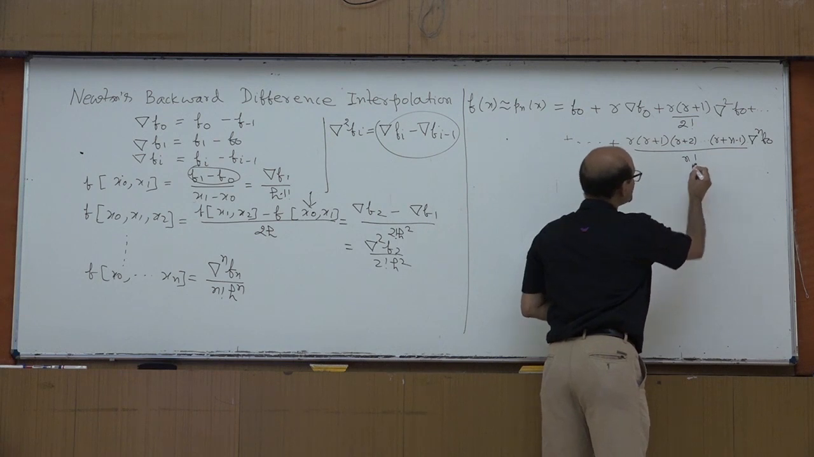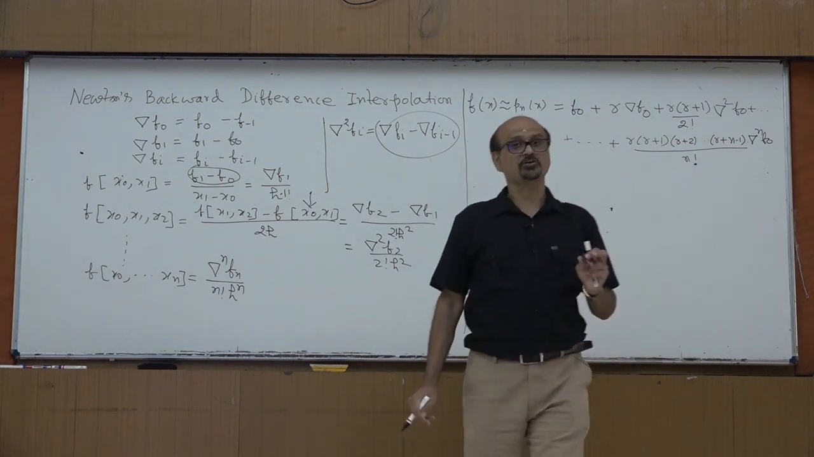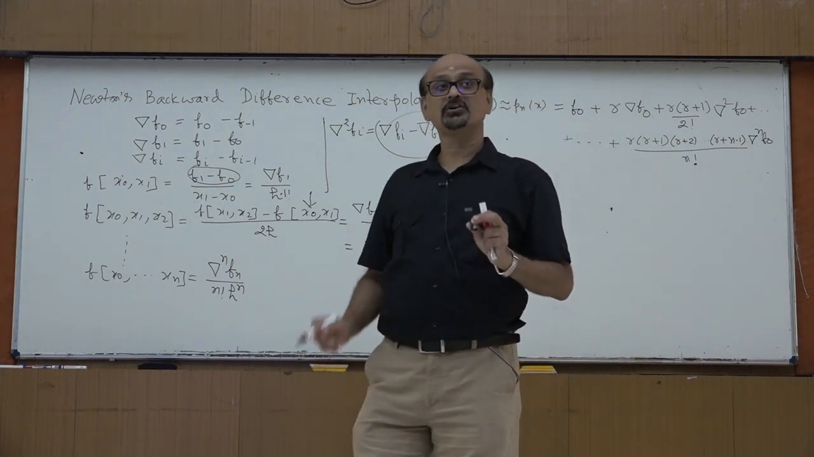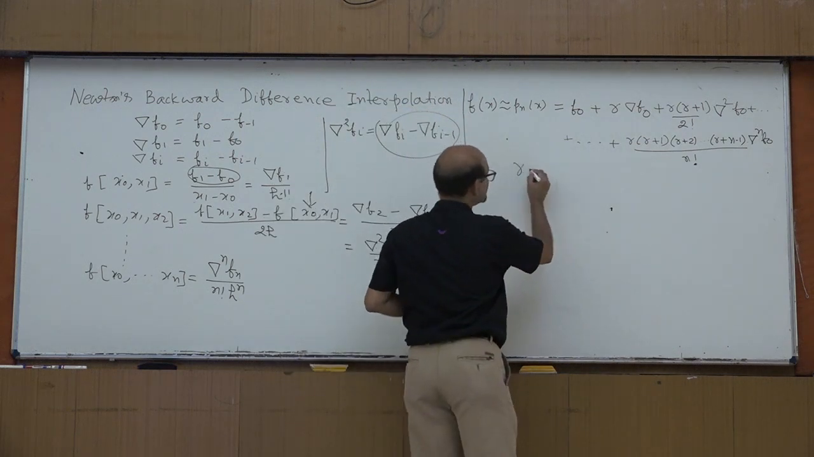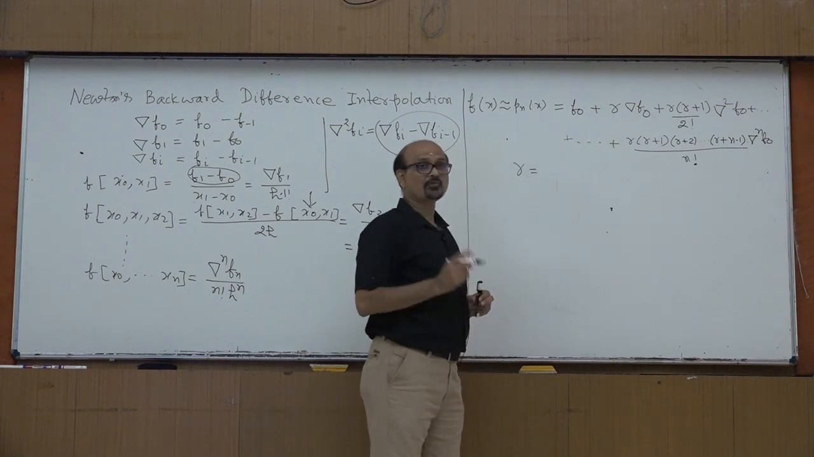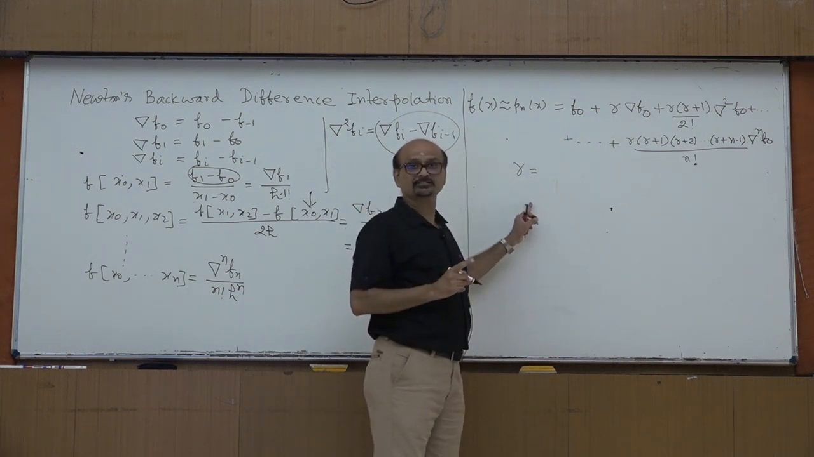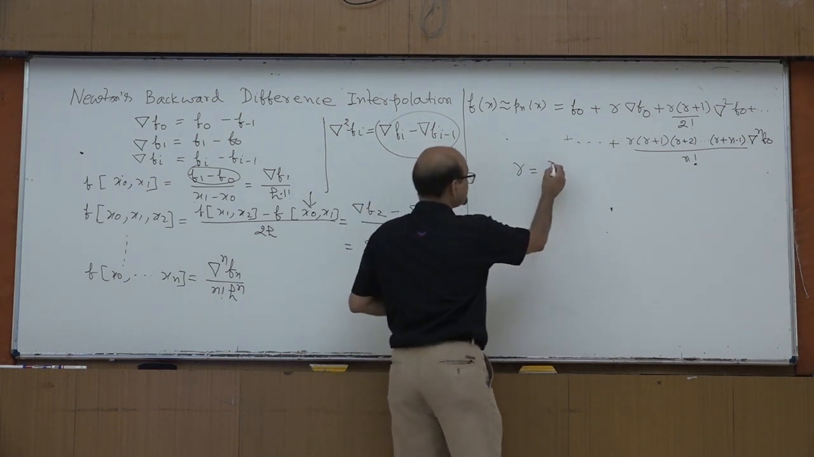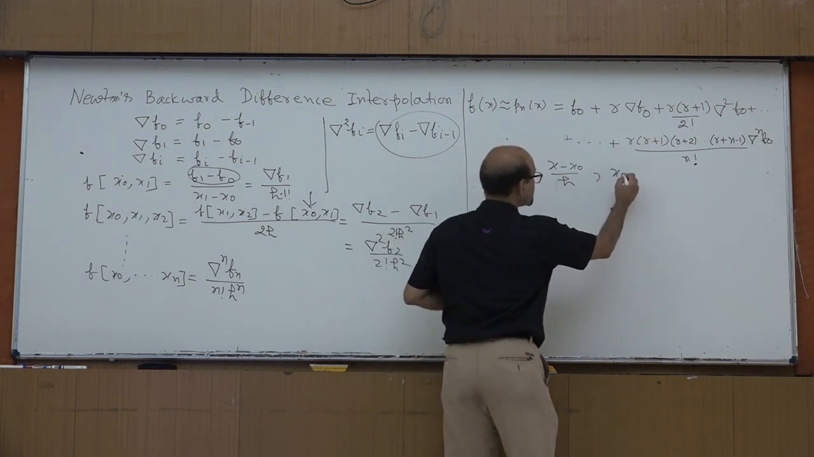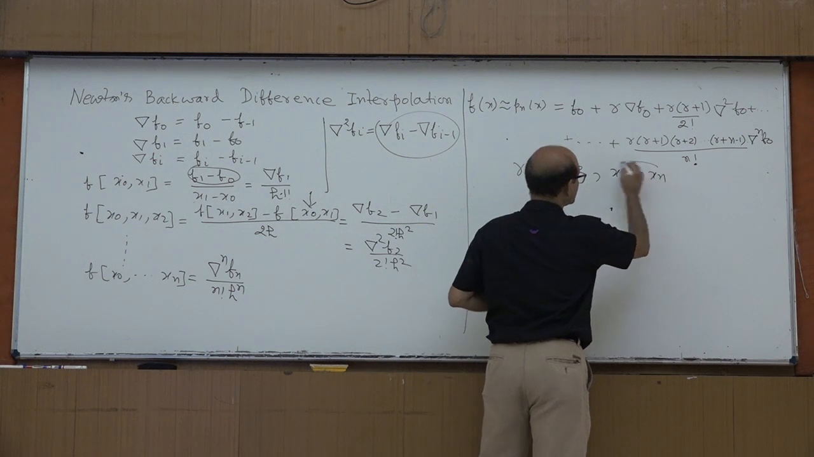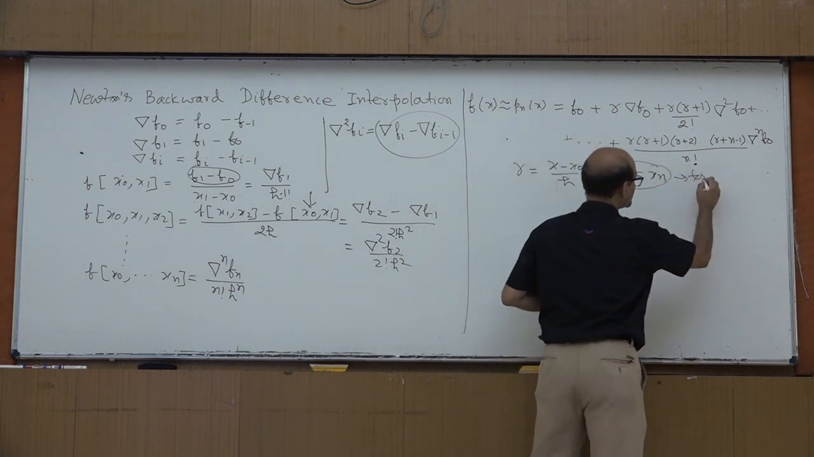So this is your formula, and remember these x0 and f0, whatever is there, are your last point. That means this r, which in forward was x minus x0 by h, is here also x minus x0 by h, and remember this x0 is actually your xn for backward.